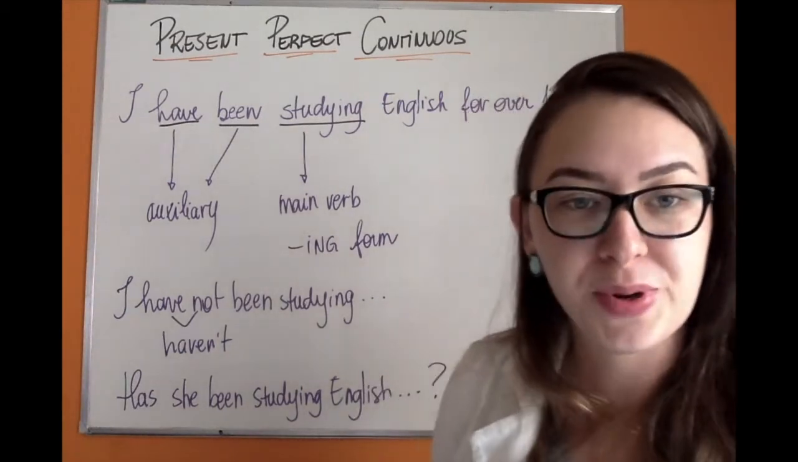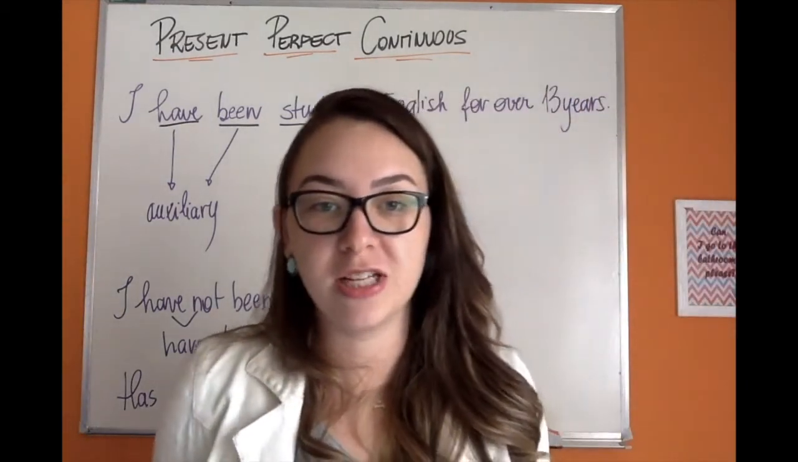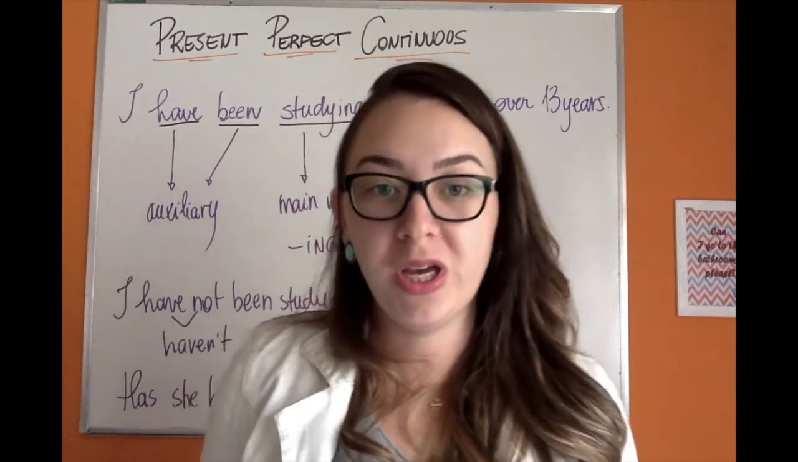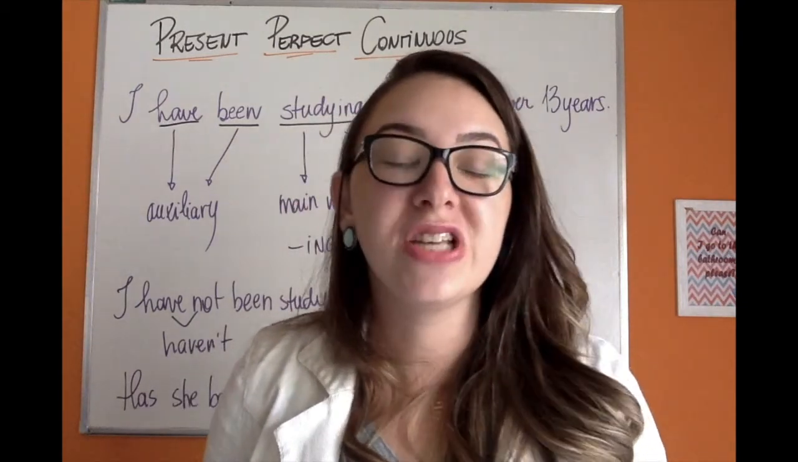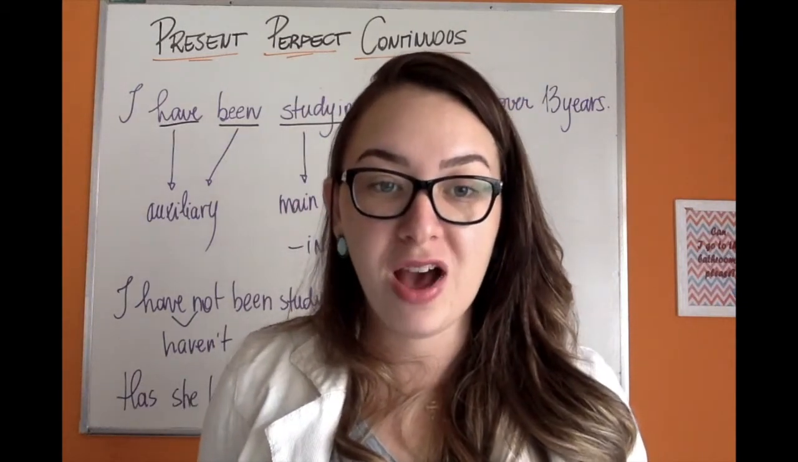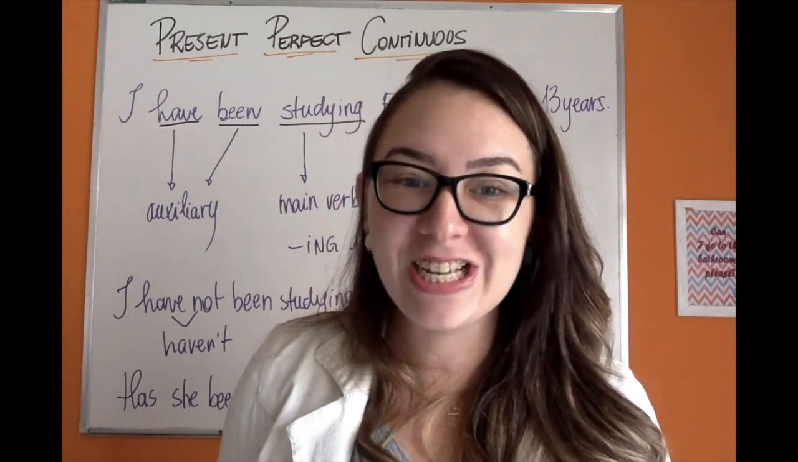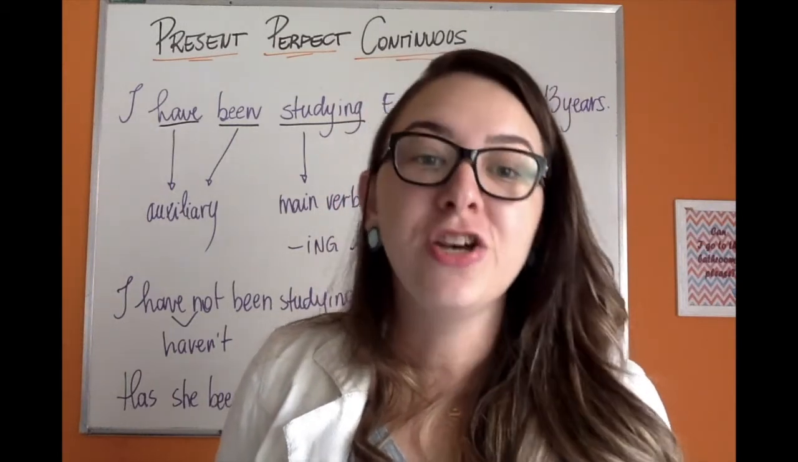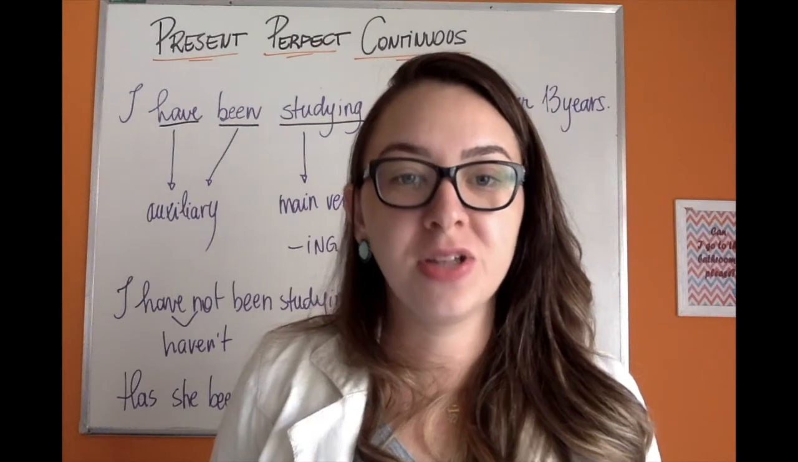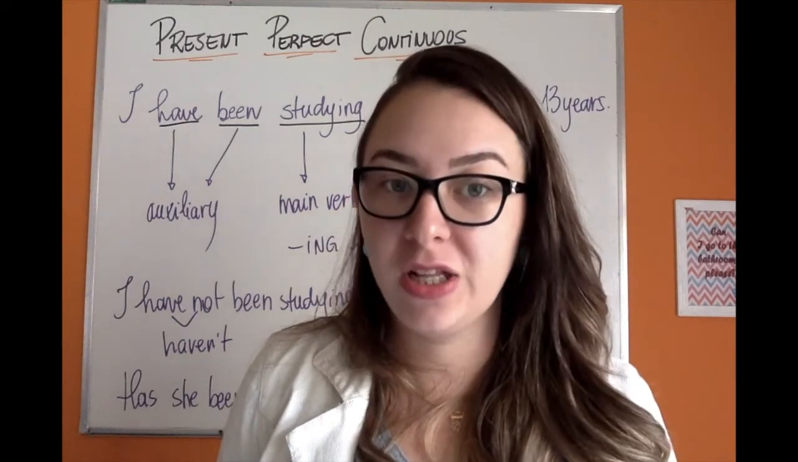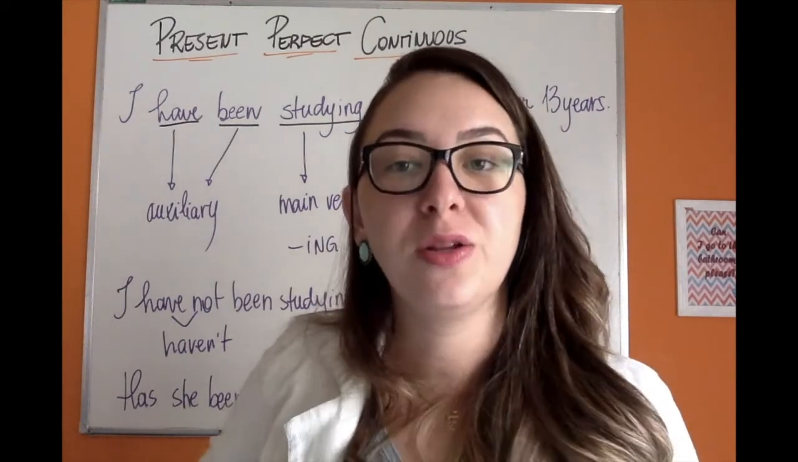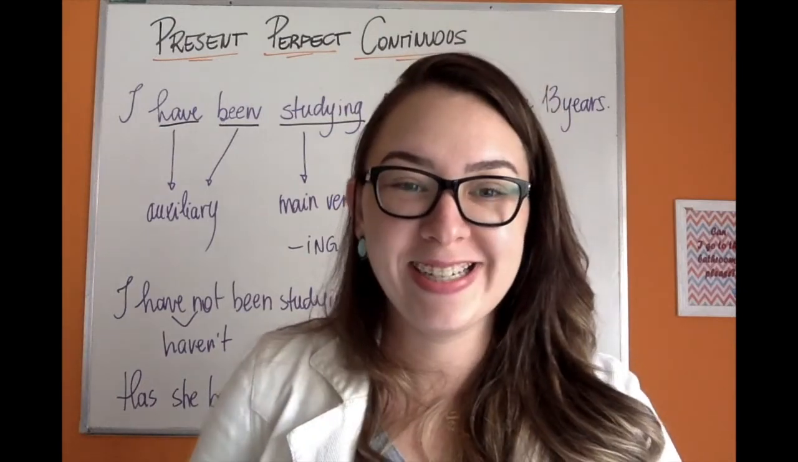I think you remember that if you have the subject I, you, we, and they, we need to use have. But if you have he, she, it as the subject of your sentence, you must use has. This is the only change you're going to make in the auxiliary verb in the present perfect continuous. All right?